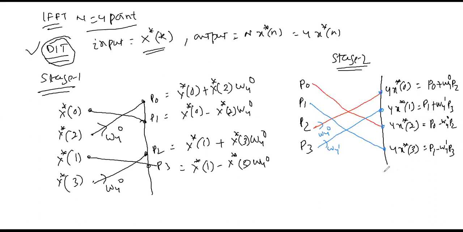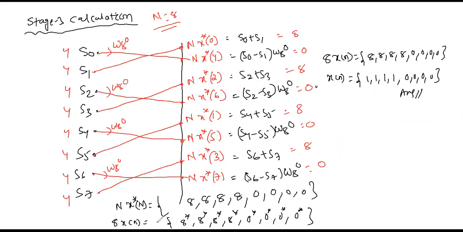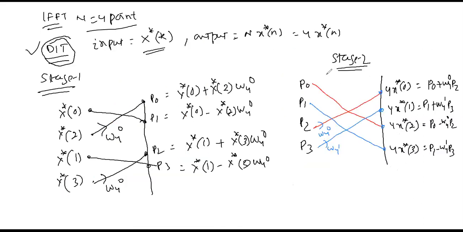Clear? Now this is your stage 2. Now you combine both, you will get it. Then after that, what to do? Same process. Just take conjugate, then divide by 4, like what we did in the previous case. There you took conjugate of all, then divided by 8 because it's 8 point. Now since it is 4 point, first take conjugate, then divide by 4. Or divide by 4, then take conjugate, the meaning is same.